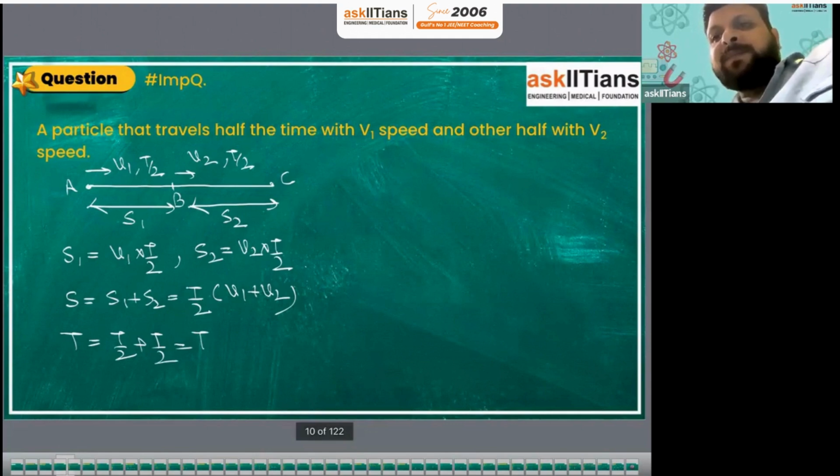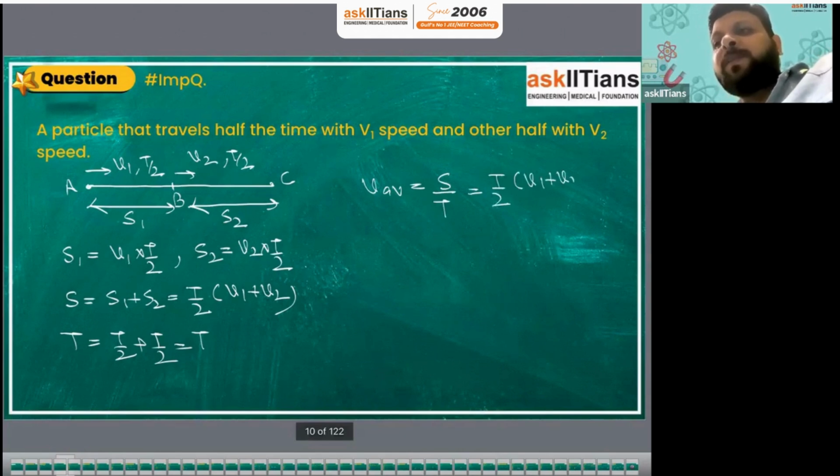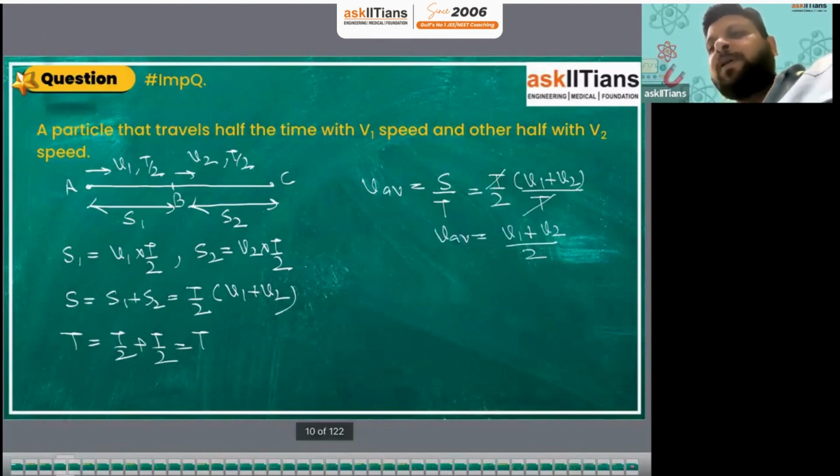So finally, for average speed, you have to take total distance upon total time. So this will be T by 2 into V1 plus V2 divided by T. T will be cancelled out and finally you will have V1 plus V2 by 2. This is your average speed, right?